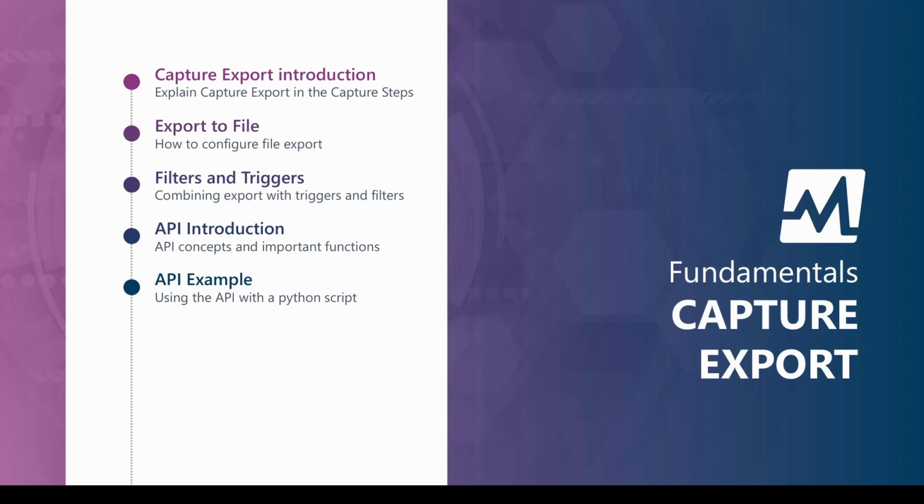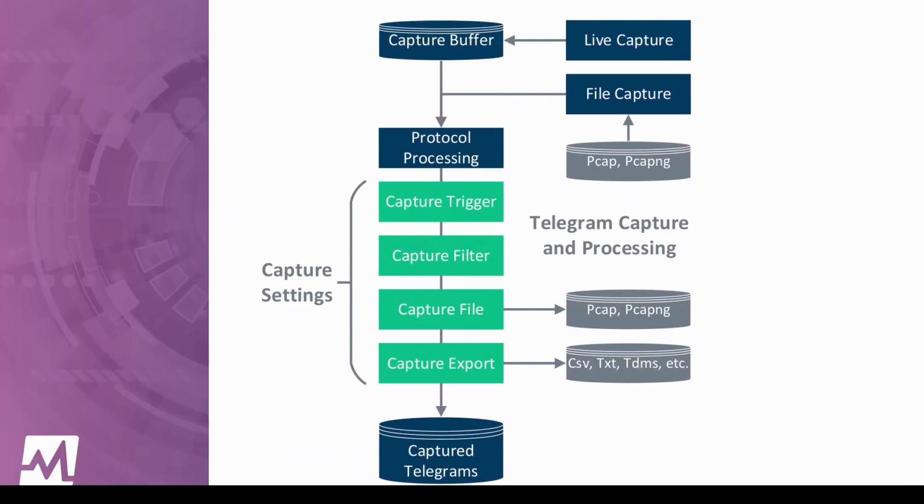an example script. Captured telegrams go through a capture buffer, or in case of file capture, go directly to protocol processing, where protocols and their individual nodes are identified and processed. Capture triggers and filters are then applied, and depending on your configuration, capture files are stored to PCAP or PCAPNG files. There are tutorials on all those capture functions, so feel free to browse the channel for them.